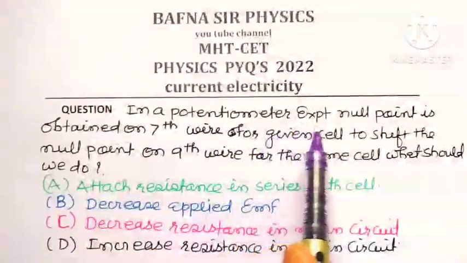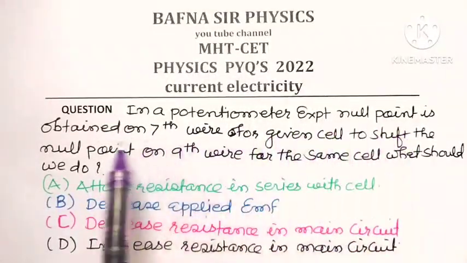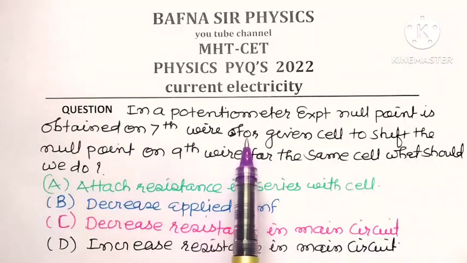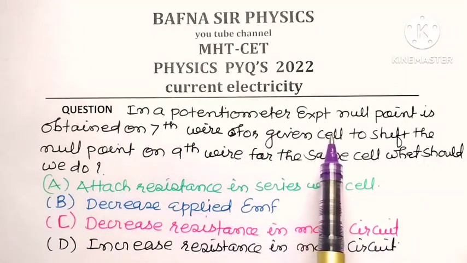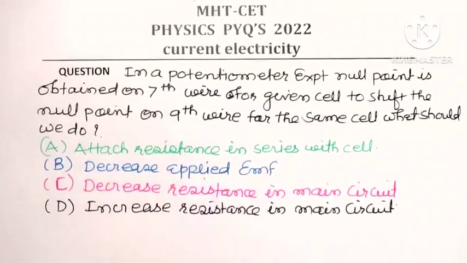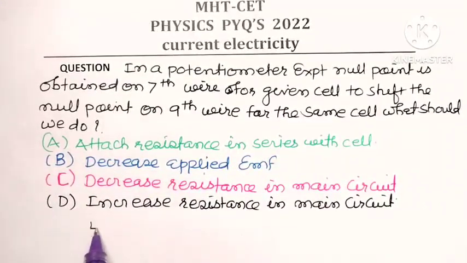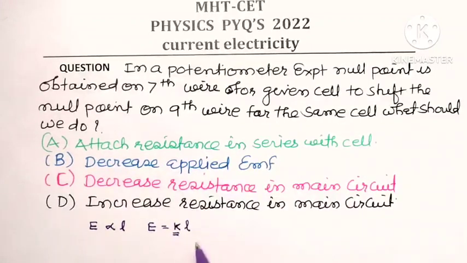In a potentiometer experiment, the null point is obtained on the 7th wire for a given cell. If I say the EMF of the cell is E, then according to the principle of potentiometer, E is directly proportional to the balancing length, or EMF of the cell is equal to K into L, where K is called the potential gradient, and the formula for potential gradient is K equal to I sigma into balancing length L.